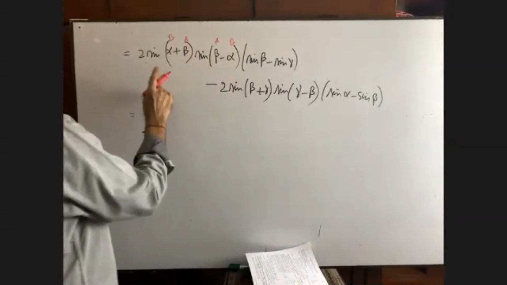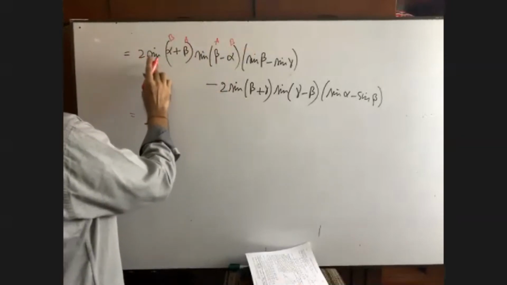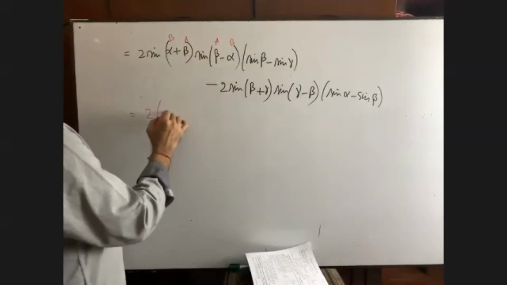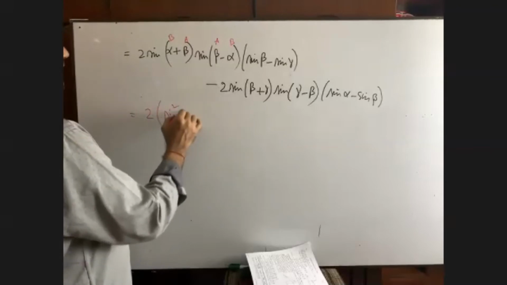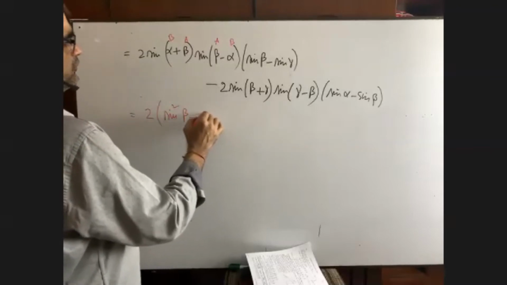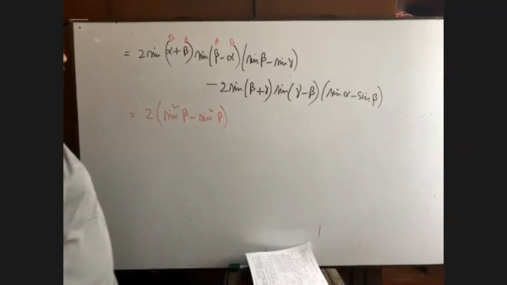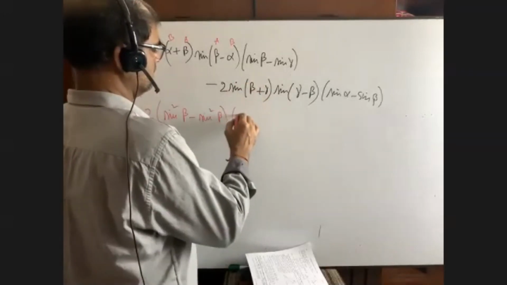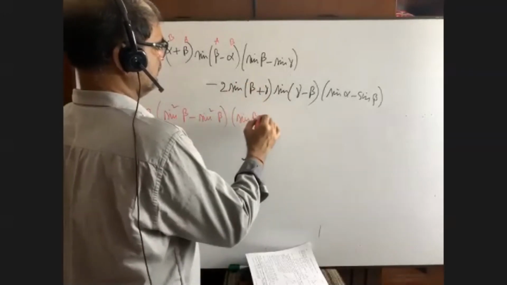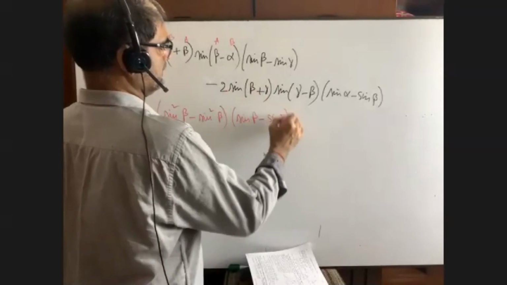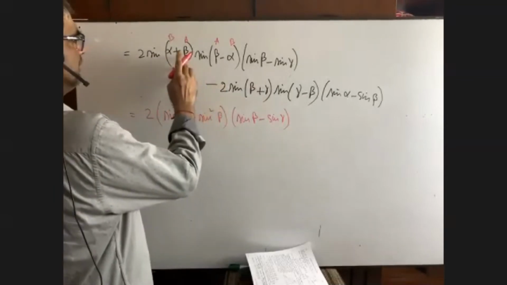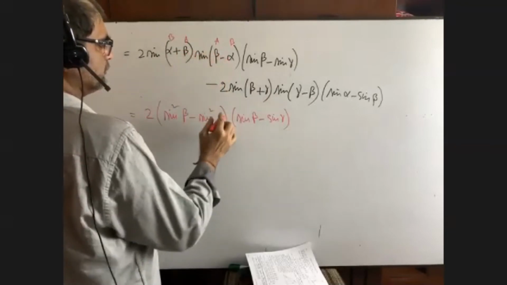You see, 2 into sine of (A plus B) into sine of (A minus B). What is the formula? Sine square A minus sine square B. Please try to understand. Write down. And here it is sine beta minus sine gamma. Oh my God. Sine square A minus sine square B. B is alpha, I'm sorry. B is alpha.